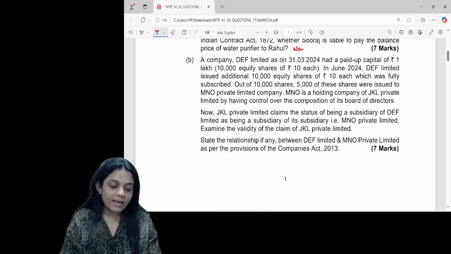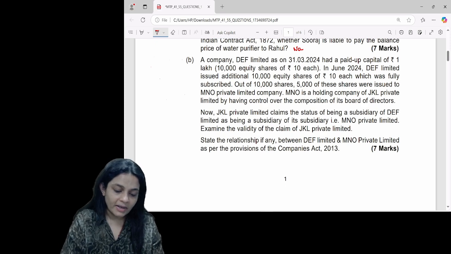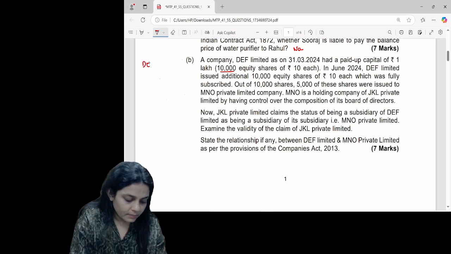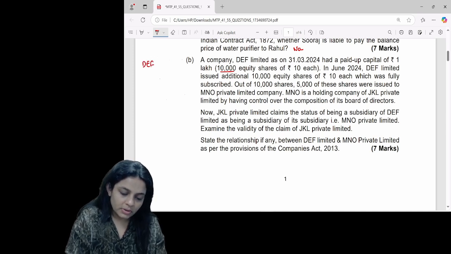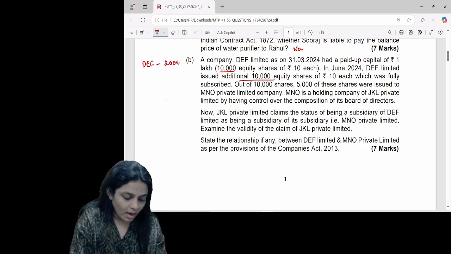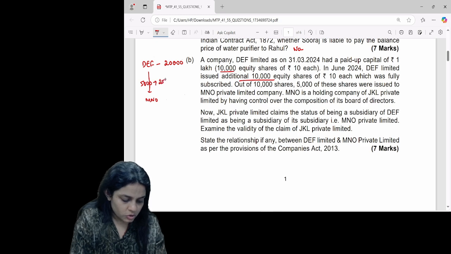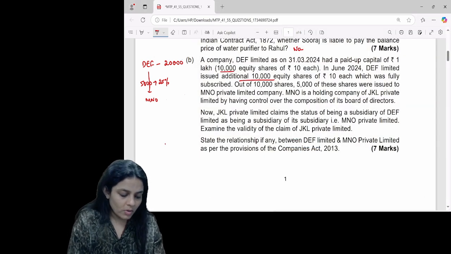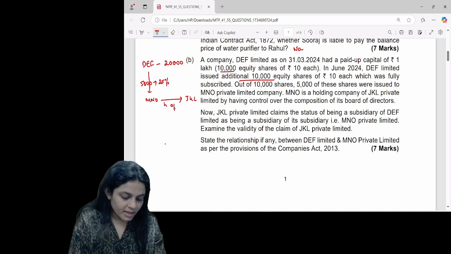A company, DEF Limited, as on 31/3, has a paid up share capital of 1 lakh divided into 10,000 equity shares. In June, DEF Limited issued additional equity shares. So total shares is how much? 20,000, of which MNO has taken 5,000. So basically, how much? 25%, which was fully subscribed. Out of 10,000, 5,000 MNO. MNO is a holding of JKL, right? So it is a holding of JKL.